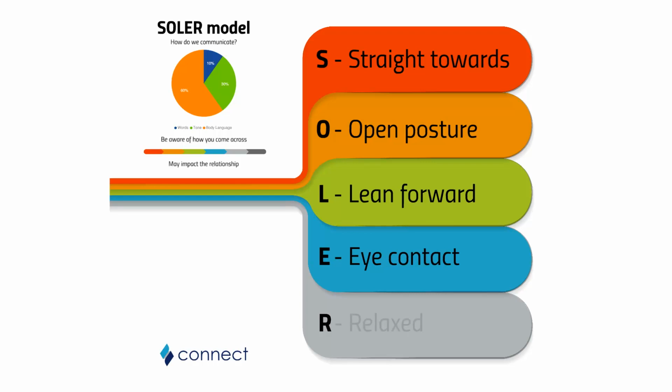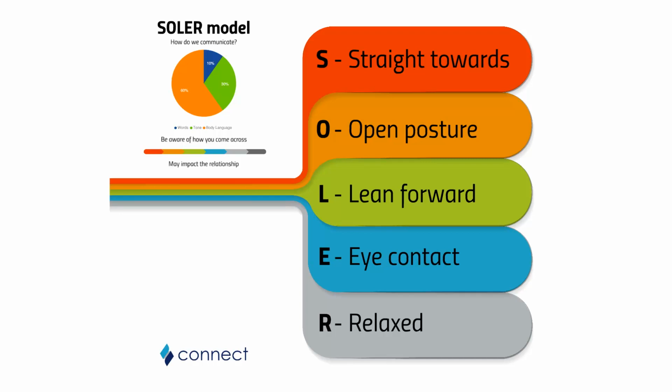And finally, R is to be relaxed. Be relaxed in your own posture. Be relaxed in your own body language as well. Don't be tense. Don't be aggressive in your body language. Because again, you want the client to feel that they are in a safe environment where they can be vulnerable, and they can express things and they can reveal what they want to reveal.